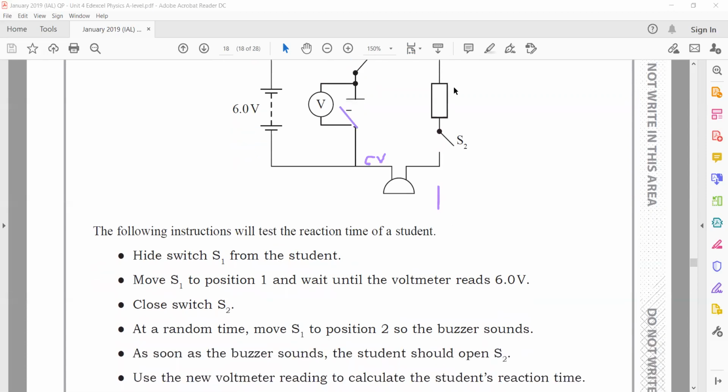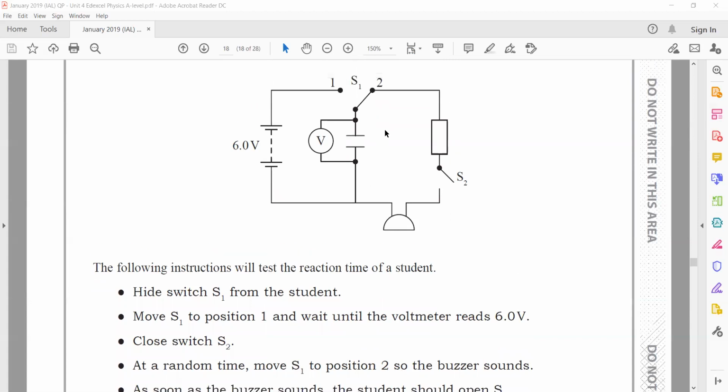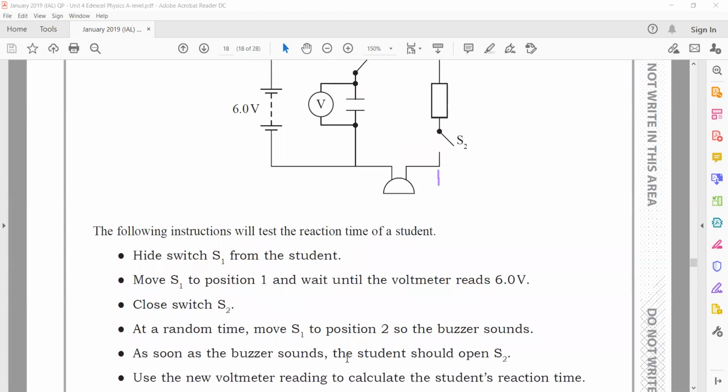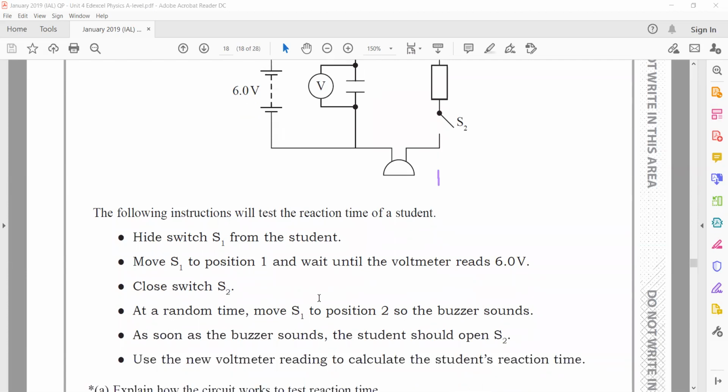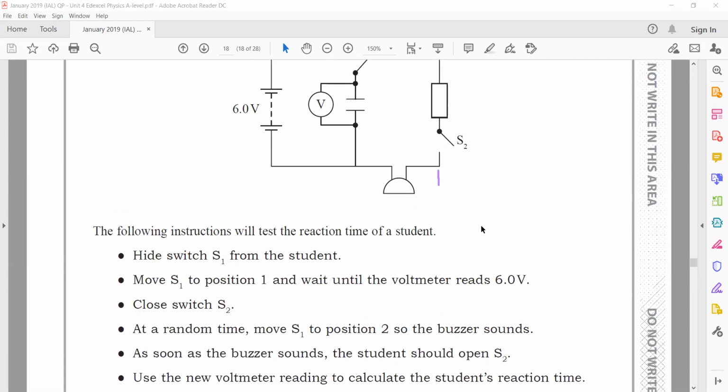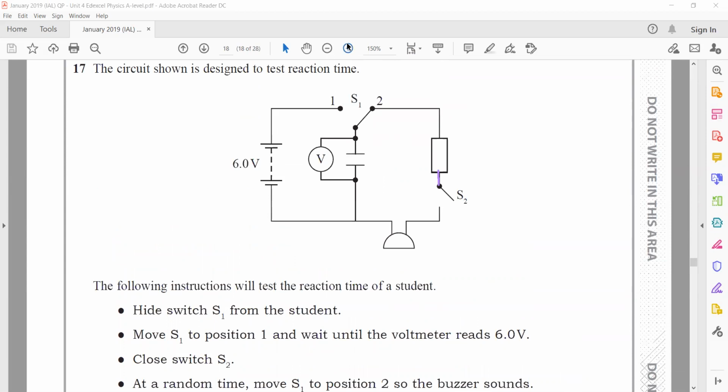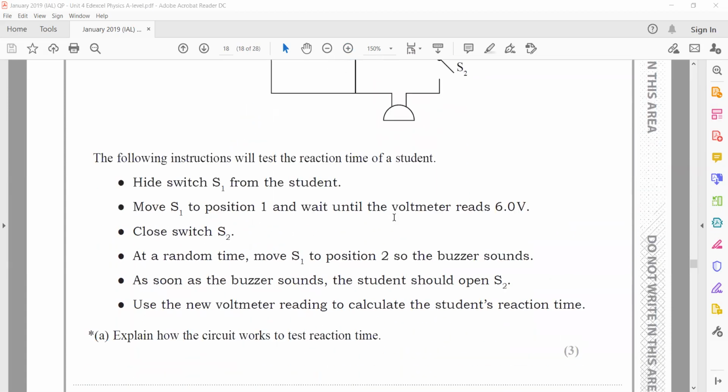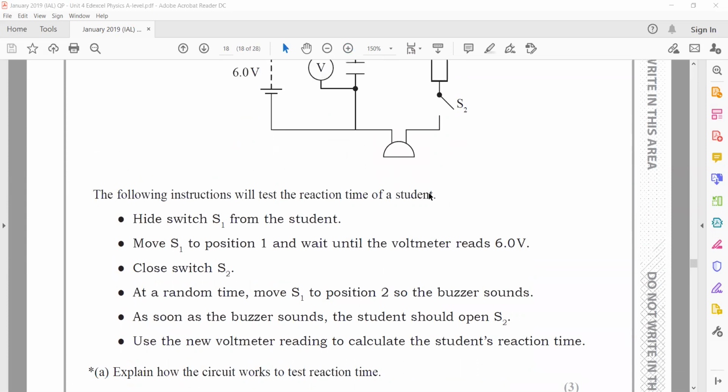When we move to position 2, the capacitor will act like a source of supply, and the buzzer will sound. As soon as the buzzer sounds, the student should open this switch. So that will determine the reaction time. Use the new voltmeter reading to calculate the student reaction time.